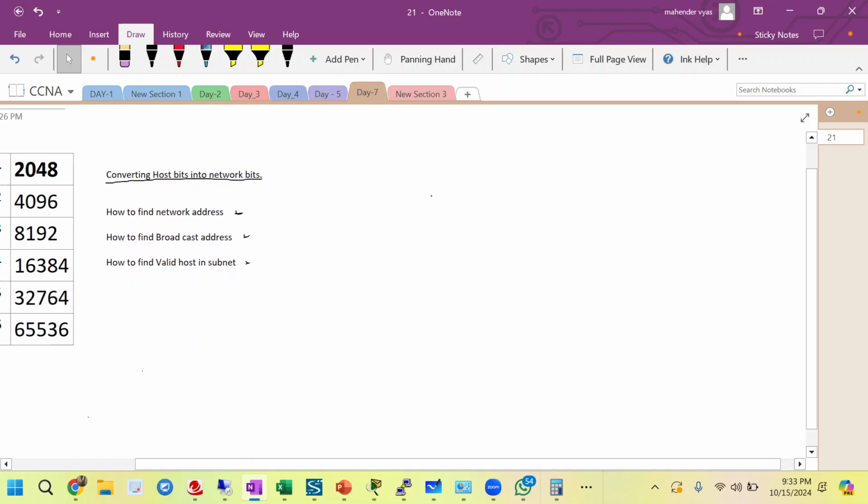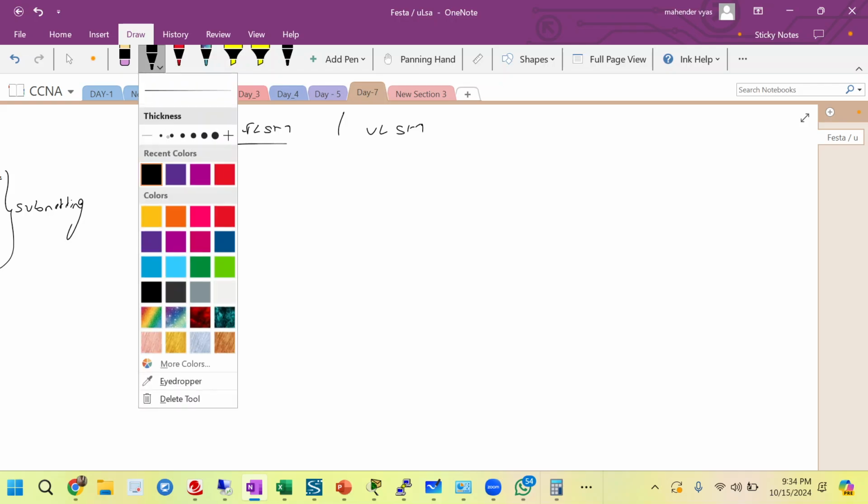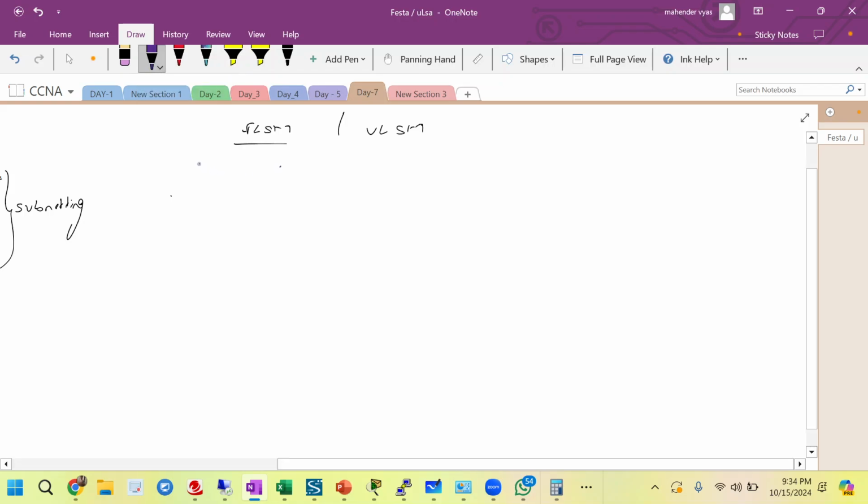Whenever we do subnetting, all these particular topics come under subnetting. Whenever we do subnetting for IPv4, there are two ways. One is FLSM and one is VLSM. Now what is FLSM, what is VLSM? Let's see. FLSM, we call it a fixed length subnet mask. VLSM, we call it variable length subnet mask.